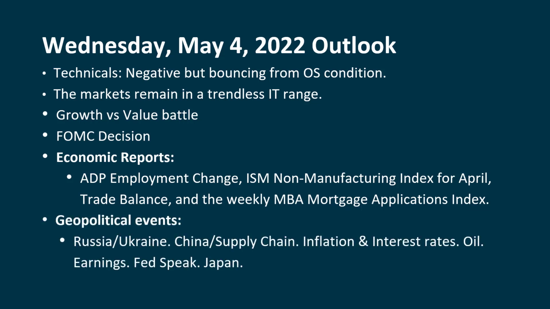Geopolitical events, Russia, Ukraine. Ugly, terrible, but not having a real impact on the markets right now unless something big happens. China with the lockdowns and what's that going to do to the supply chain, that's kind of part of the scenario. Inflation and interest rates, that's what we're focused on, at least right now in the short term. Oil could start gyrating around. Earnings, Fed speak, which will come out after they adjourn the meeting, as well as this longer term potential problem that could be developing with Japan.